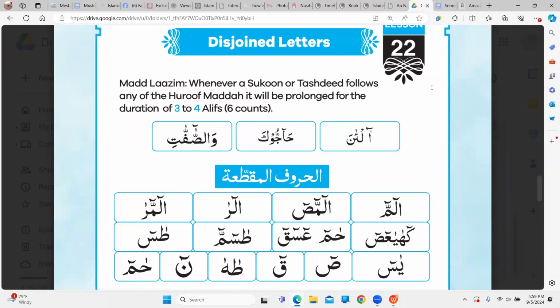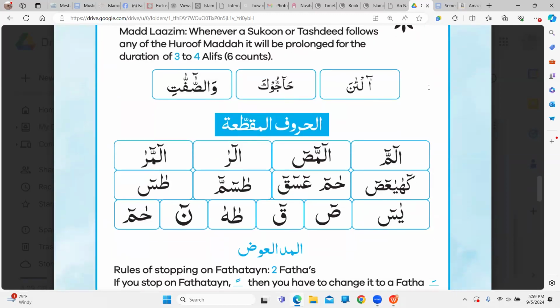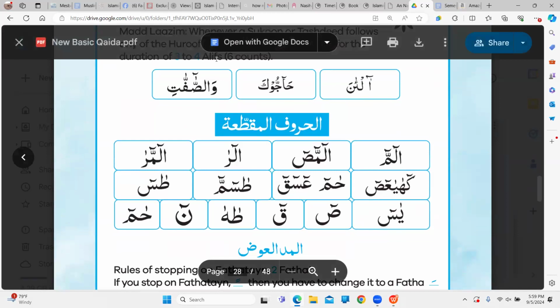So if we say Hamza standing fatha madda tab'i, after lam sakin, so after madda tab'i comes a sukun or shadda, the madda tab'i will change into madda lazim, 6 counts. 6 harakat, 6 counts. Inshallah, we'll continue after Salah, inshallah.